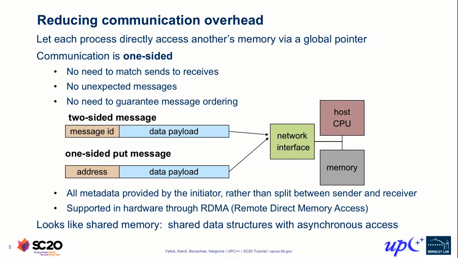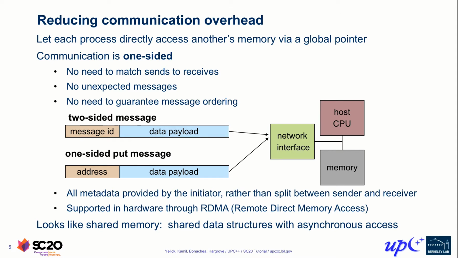But fundamentally, the information about where that data should be put into memory on the remote CPU and the remote process really resides in the host CPU on the other side, that is, in the remote process. And that remote process has to say receive, because that receive is what tells it where to put that data in memory.